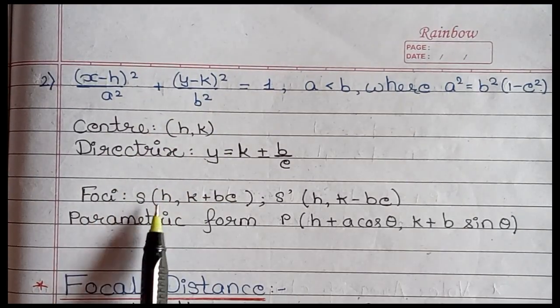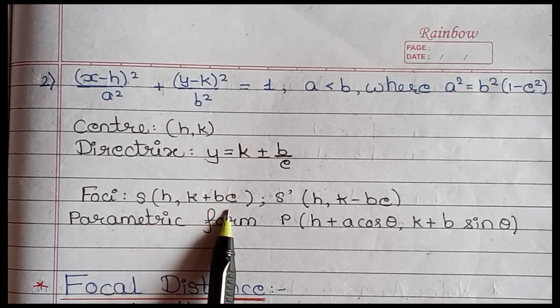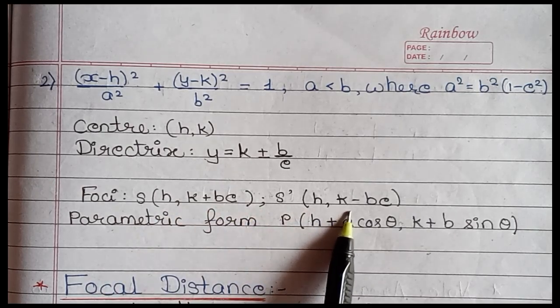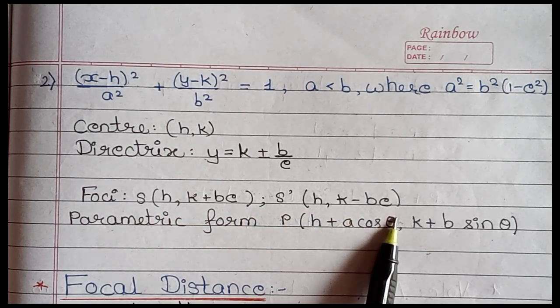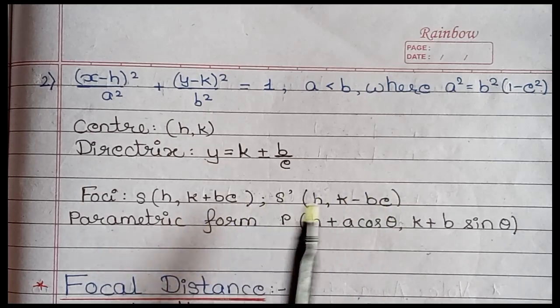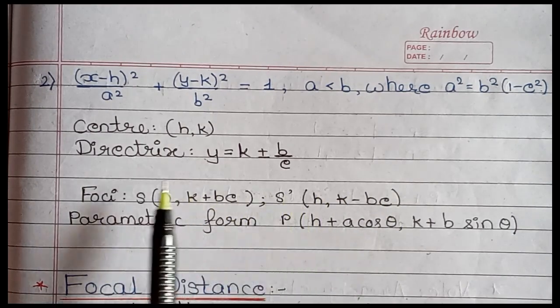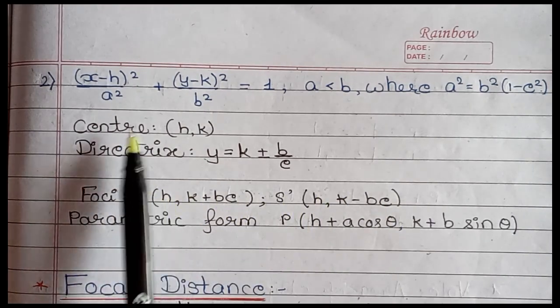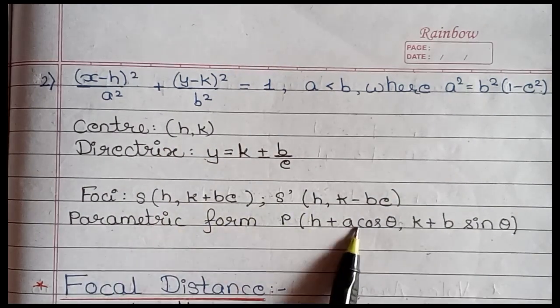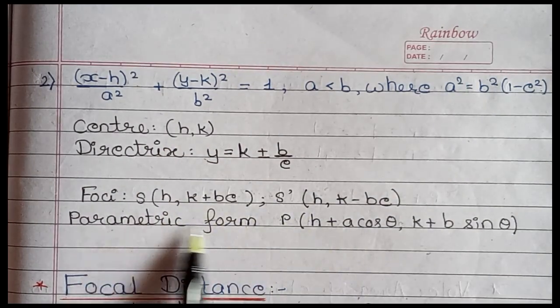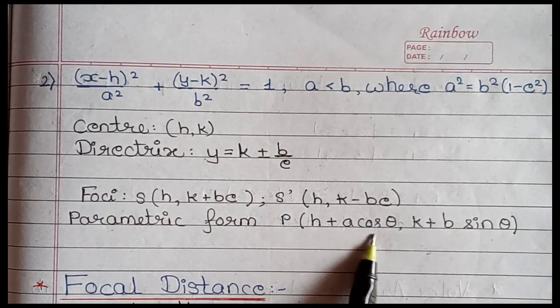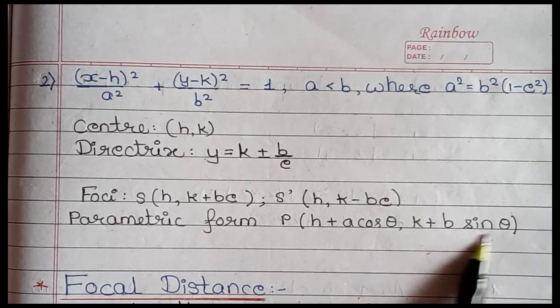The foci also, S will be h comma k plus be, S dash will be h comma k minus be. In case of a standard ellipse, it was 0 comma plus minus be, but now since the involvement of center points h comma k, they will be added. Same with parametric form, which is P: h plus a cos theta and k plus b sin theta.